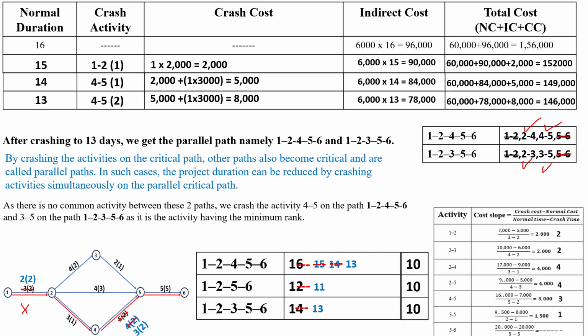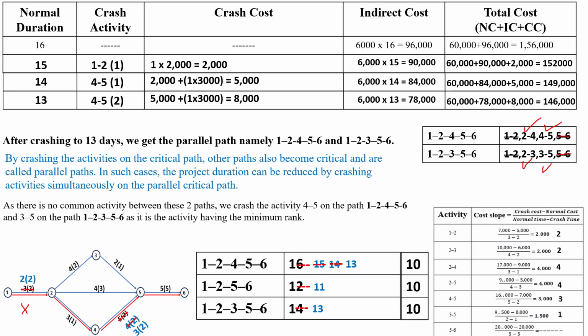So in this condition, as there is no common activity between these two paths, we crash the activity 4 to 5 on the 1, 2, 4, 5, 6 path and 3 to 5 on the 1, 2, 3, 5, 6 path, as the activities having the minimum rank.